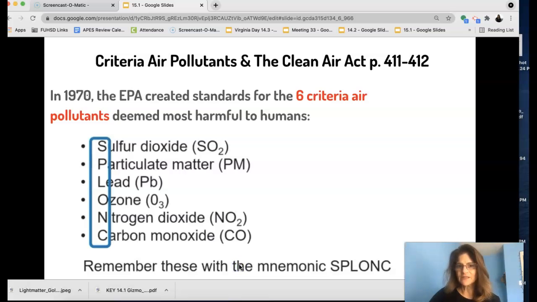In 1970, the Clean Air Act identified 6 criteria air pollutants as being the most harmful pollutants to humans. And you can remember what these are with this mnemonic SPLONK. S stands for sulfur dioxide, P is particulate matter, L is lead, O is ozone, N is nitrogen dioxide, and C is carbon monoxide.